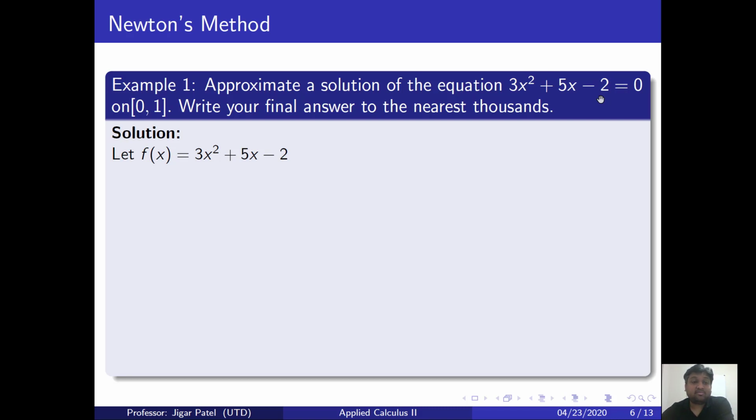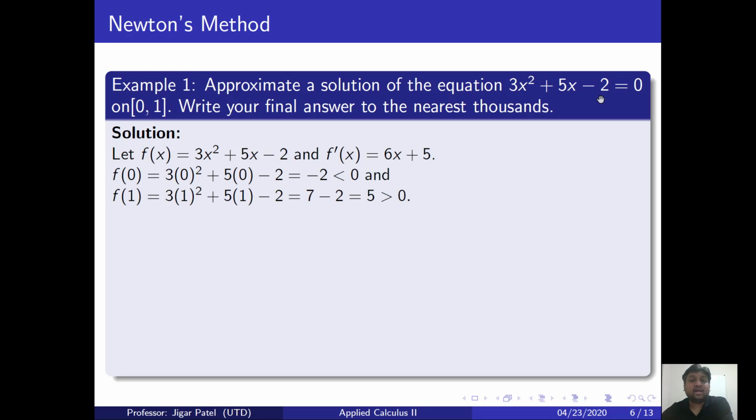Step 3, calculate f prime x. I'll be needing that too, right? F prime x is 6x plus 5. All right, check the necessary condition. Evaluate your function at 0. If I substitute x equal to 0, I'm going to get -2, meaning f at 0 is negative.